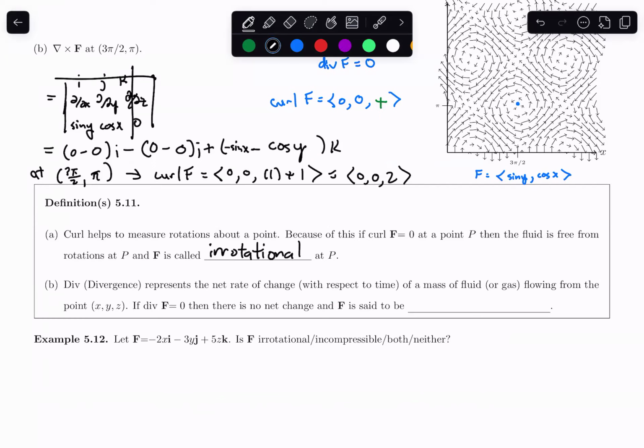And then div, or divergence, represents the net rate of change of a mass of fluid or gas flowing from points x, y, z. So if the divergence of F equals 0, then there's no net change, and F is said to be incompressible.